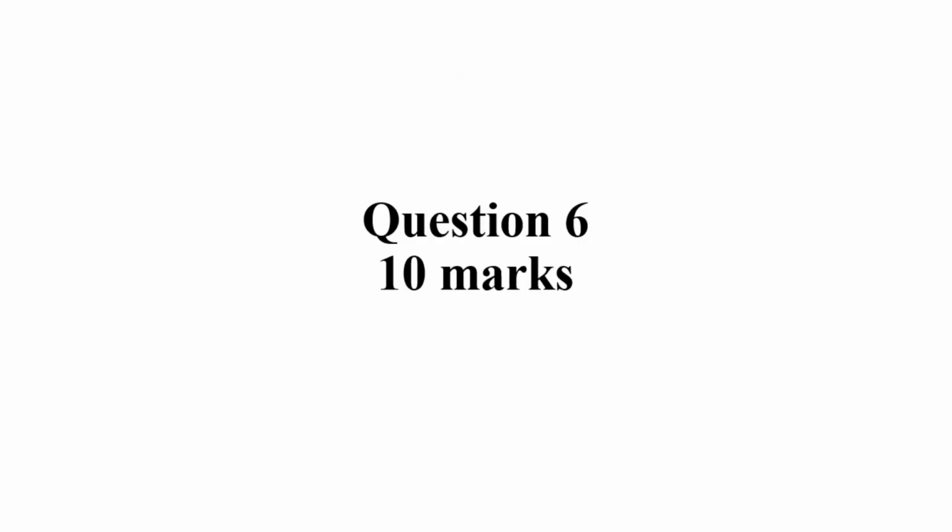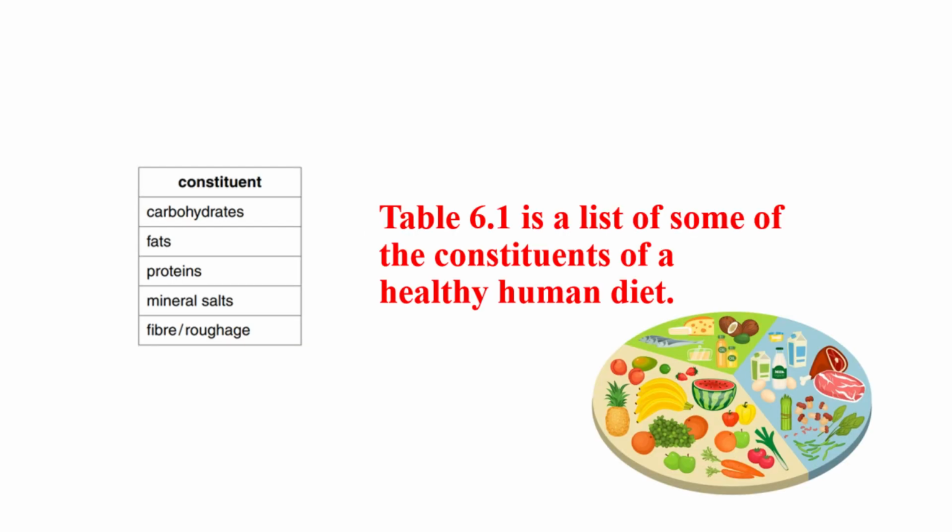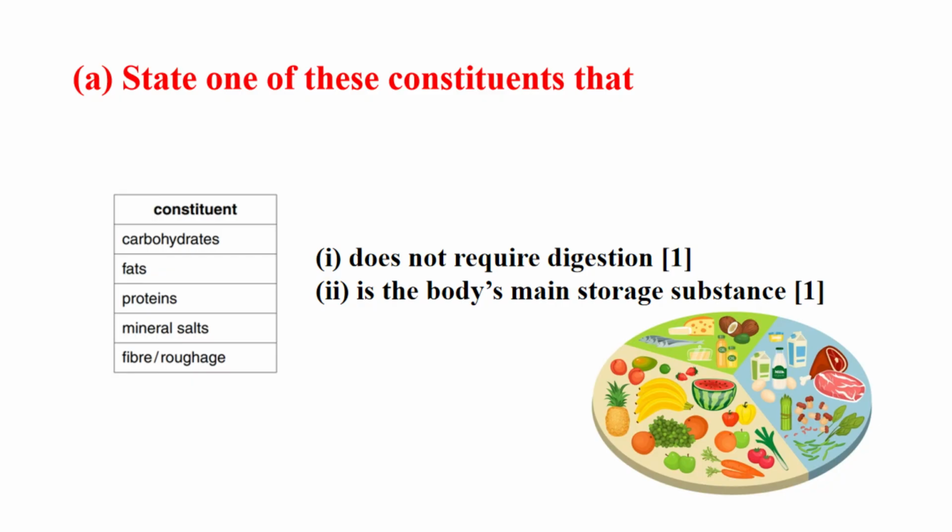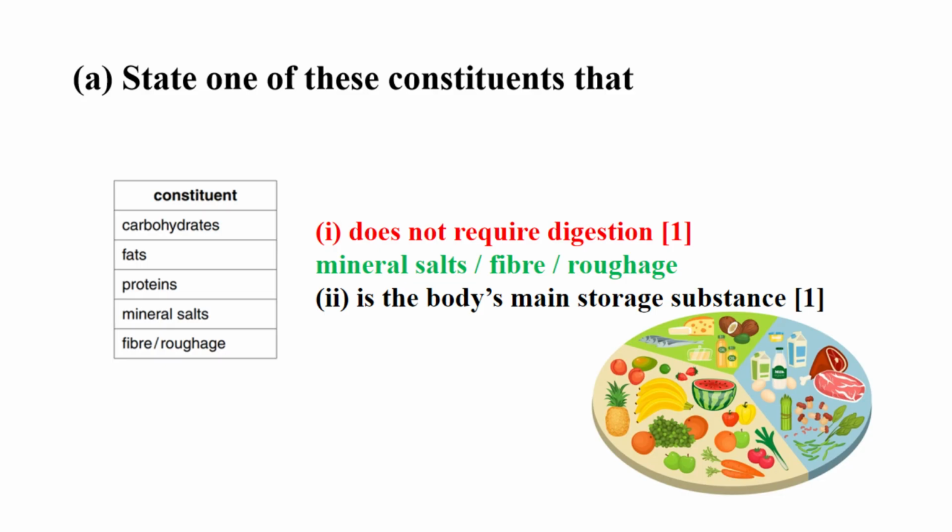Next, let's move to question 6, which carries 10 marks. Now let's talk about nutrients. Table 6.1 is a list of some of the constituents of a healthy human diet. In part A, Part 1, state one of these constituents that does not require digestion. A constituent that does not require digestion is mineral salts, fiber, or roughage. Choose one, which passes through the digestive system largely unchanged.